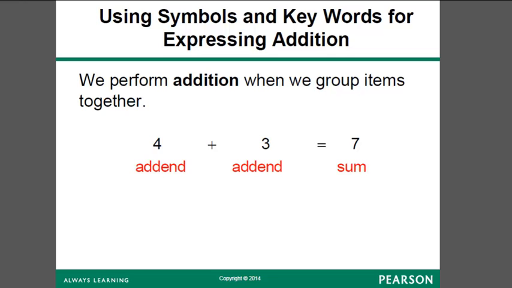They're like items. Here, notice that 4 is called an addend. 3 is also an addend. Our result is a sum. 4 plus 3 is 7. We are putting things together in groups that are similar.